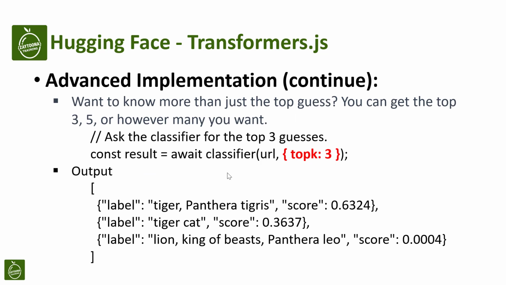Sometimes just one answer isn't enough. Imagine you have shown a picture and you are curious, what else could this be? For moments like that, we can ask our classifier to give more top guesses. And it is as simple as passing an object to our classifier with a special key called topK. This time, not only did our program recognize it as a tiger, it also thought it could resemble a tiger cat or even a lion.